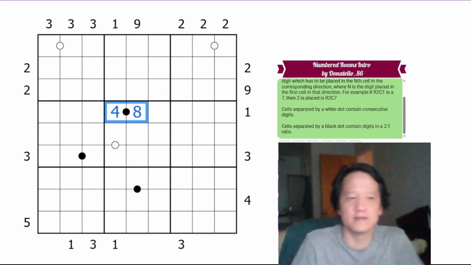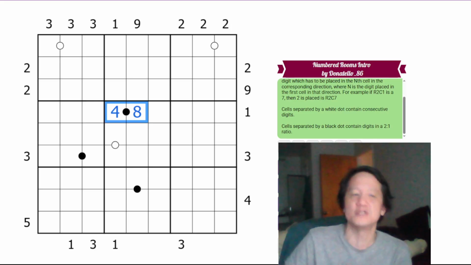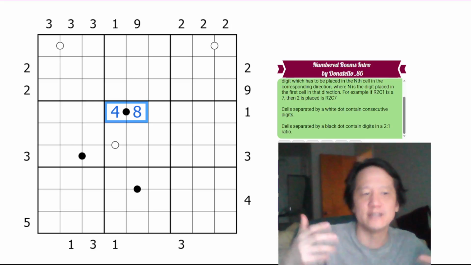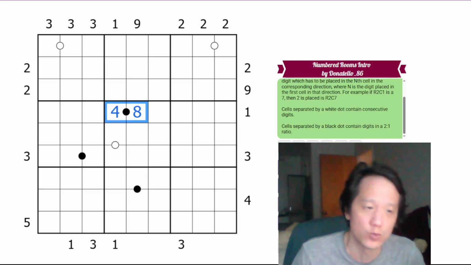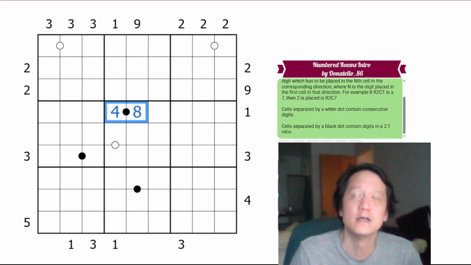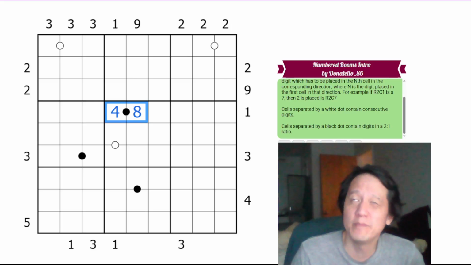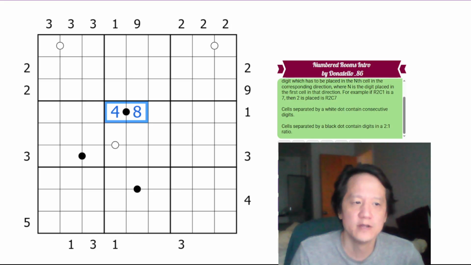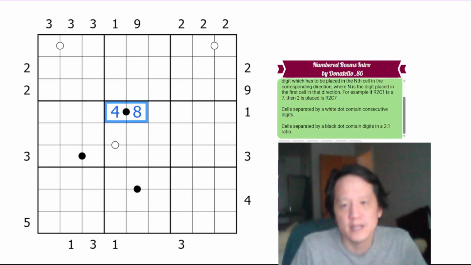As the title says, this is a numbered rooms introduction. So this is just giving you an idea of how numbered rooms work. It's a fairly common rule set. Not necessarily the most common, but there's a decent amount of puzzles that have this rule set, so it's good to know about this.